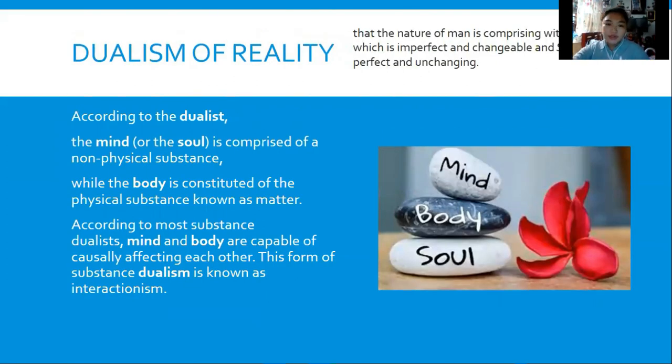Okay, we have here, Socrates believed in the dualism of reality. So it is the nature of man in compromising with the body, which is imperfect and changeable, and the soul that is perfect and unchanging. So dualism of reality, he believed that there is a body, and there is a soul. So the body is the imperfect and changeable. Why is that so? Because that is the physical substance.